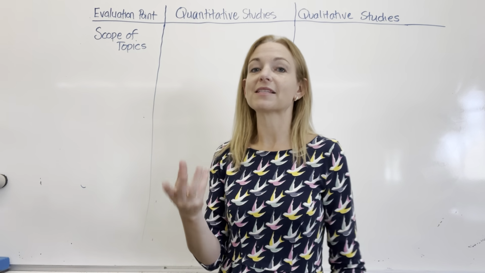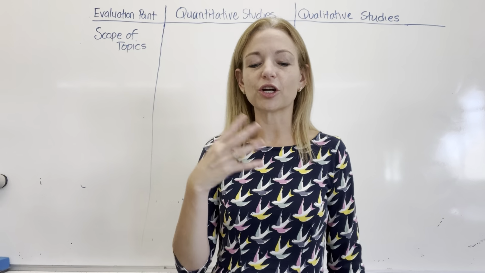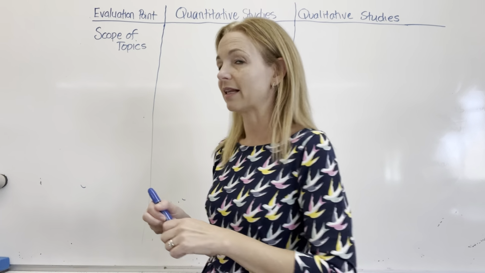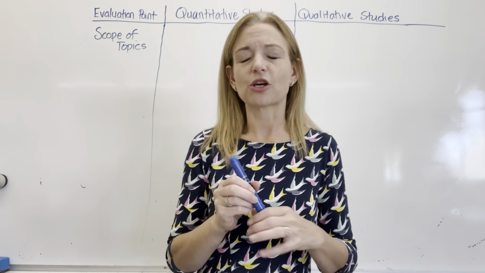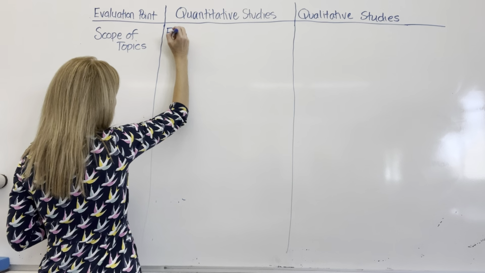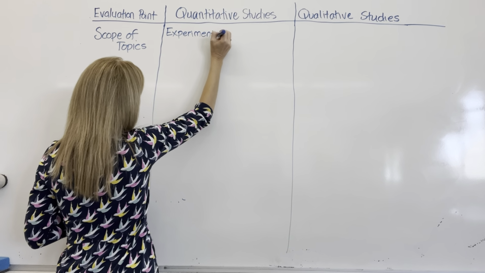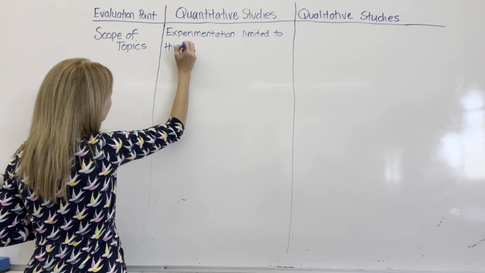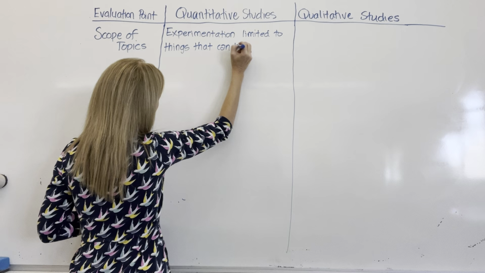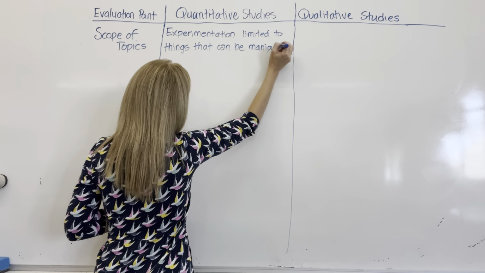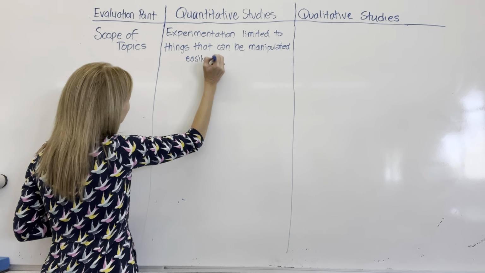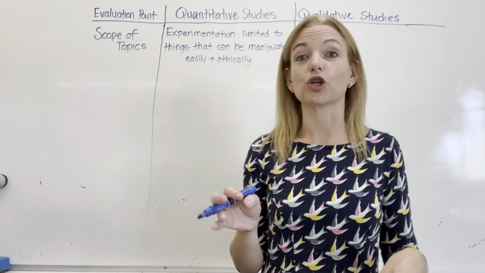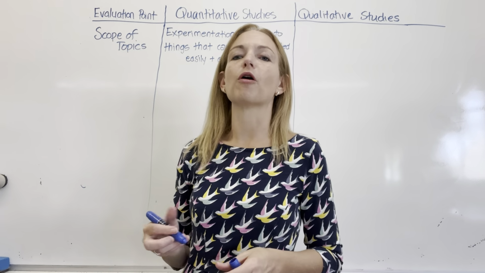So when we look at quantitative methods like an experiment in particular, we're often limited in terms of what we can actually study. So we're limited to topics that are able to be manipulated both practically and ethically. Again, that's probably more true for experiments, so I might even clarify that, because in theory, you could do a survey for more topics. So experimentation is limited to things that can be manipulated easily and ethically. There are some things that are just really difficult to manipulate, and then there are some things that maybe we could manipulate, but we shouldn't. So that somewhat limits our scope of what we can use experiments to study.